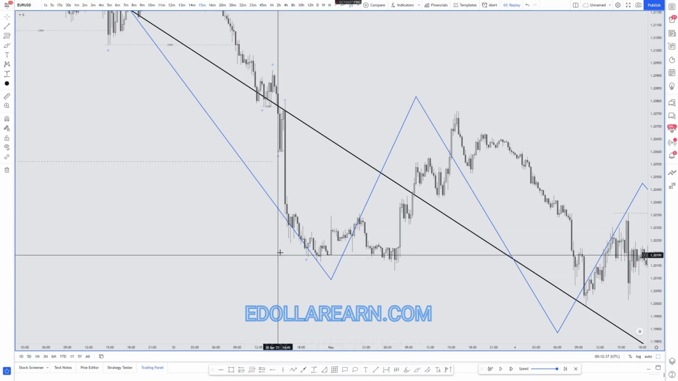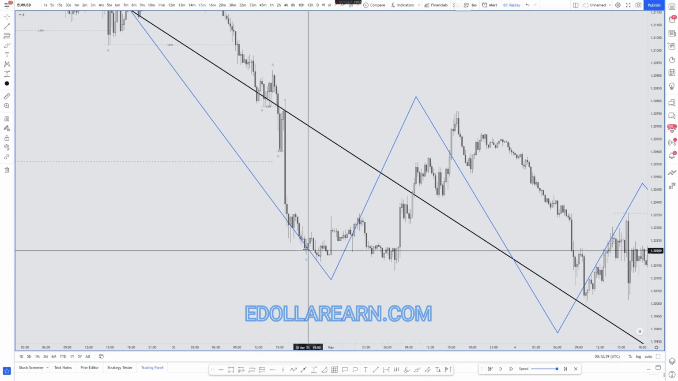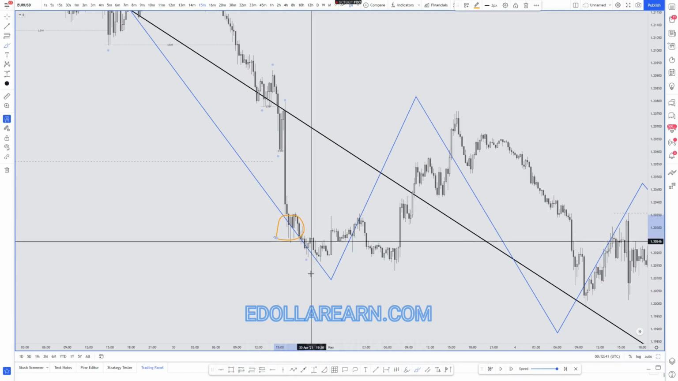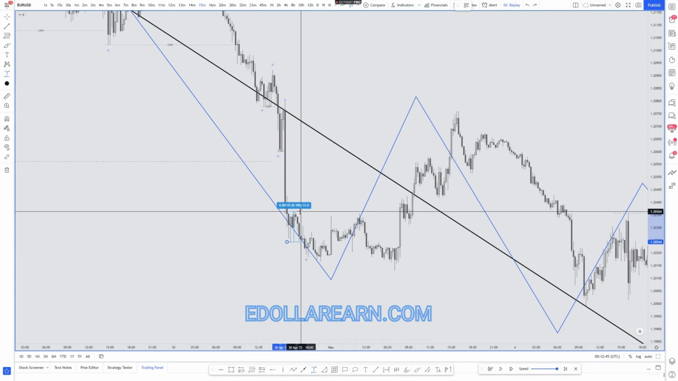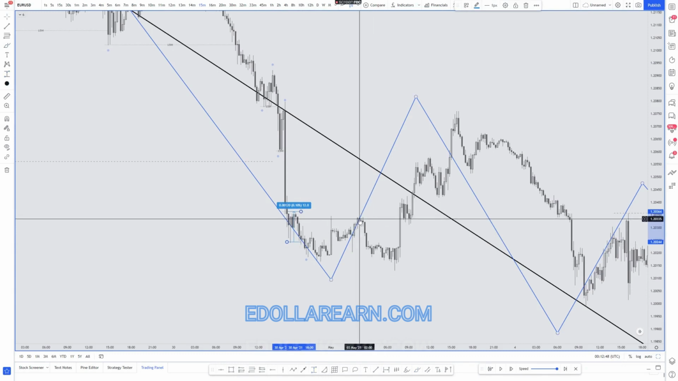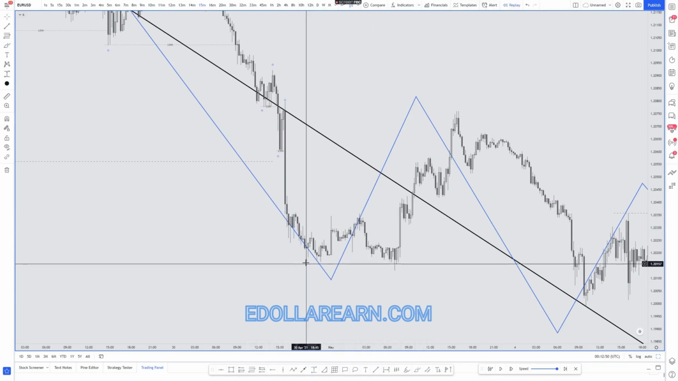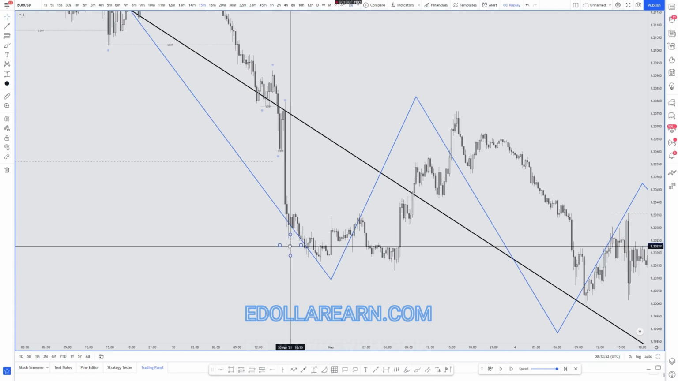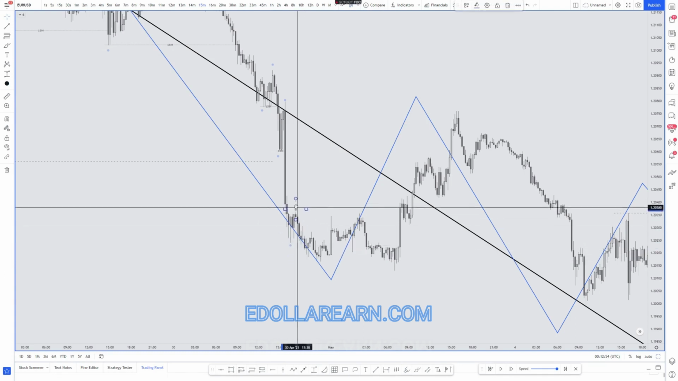So our push ends right here. I don't think that's enough of a pullback. We can double check if that's structure or not. 12 pips. It's not great structure, but we'll class it as structure. It meets the criteria.